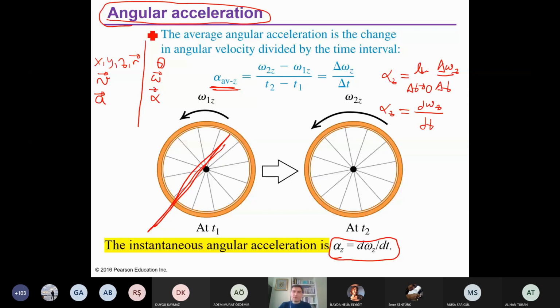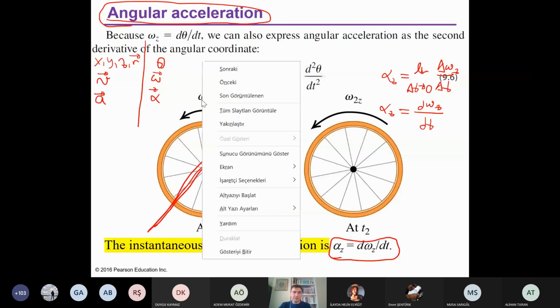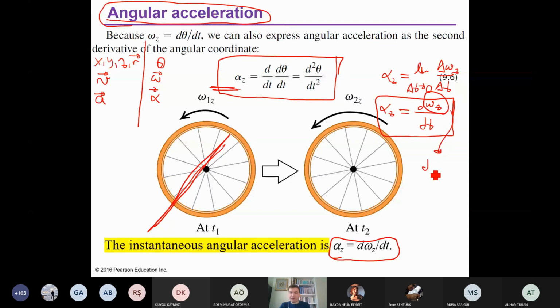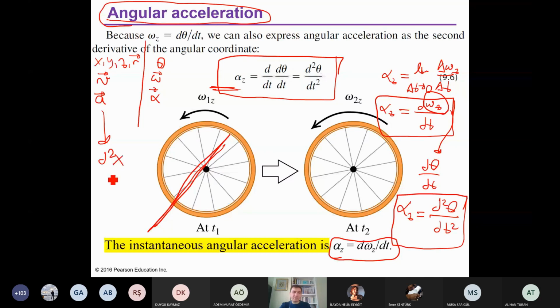So now let me also show you this information. We can also express the angular acceleration in this form. Look at this one. This is the instantaneous angular acceleration. Instead of omega z, we can use this one, right? Then put this one into this angular acceleration. Then we will have this expression for the angular acceleration. Remember the definition of the linear acceleration in chapter 2. In chapter 3, we used this expression, right, for the acceleration. So this is the same.